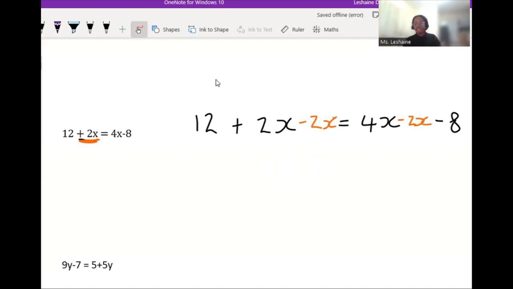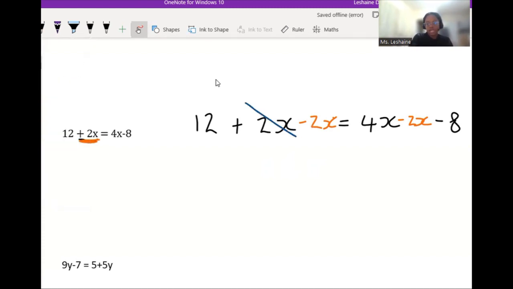Now, why is this okay? This is okay because I did this to both sides. I subtracted a 2x from the left and I subtracted a 2x from the right. What I did to the left, I also did to the right. So my equation is still the same. It's still balanced. Now, what was the purpose of that activity?